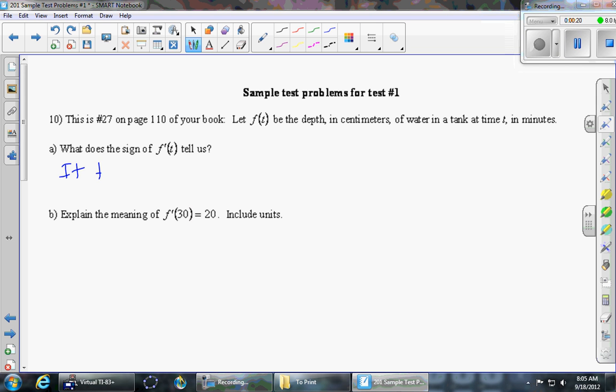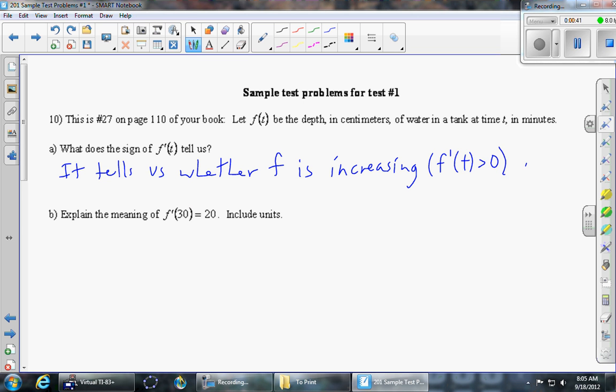So it tells us whether f is, and then we know that f prime tells you whether the function is increasing or decreasing. So it tells you whether f is increasing. In this case, f prime of t would need to be a positive number, or decreasing. And in this case, f prime of t would need to be a negative number at time t.